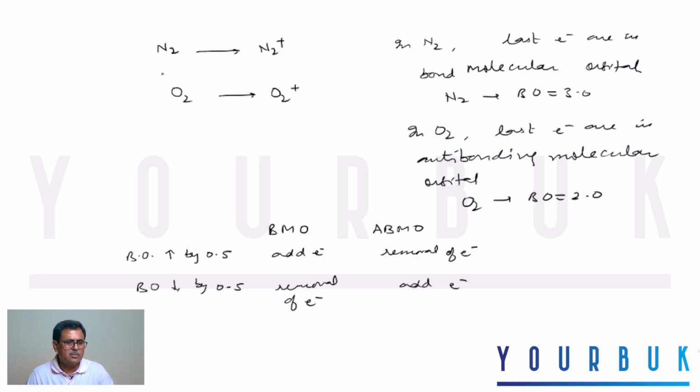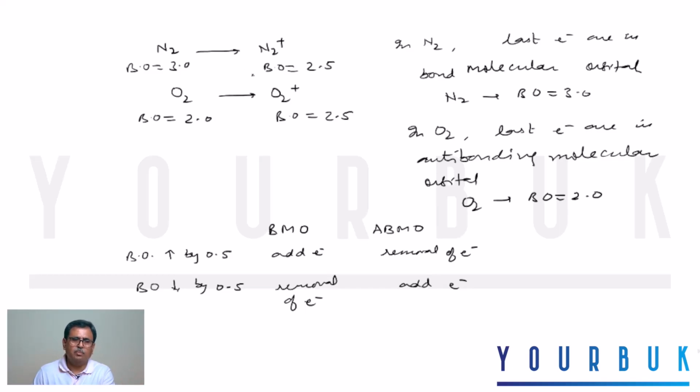So in N2 molecule, since the last electron is in the bonding molecular orbital, the removal of electron from the bonding will decrease the bond order by 0.5. So this N2 plus has a bond order of 2.5. Now O2 molecule has a bond order of 2.0, and in O2 molecule the last electron is in the anti-bonding, and when you remove this the stability will increase. So the bond order will increase by 0.5, so it becomes 2.5. So in N2 to N2 plus the bond order decreases. In O2 to O2 plus the bond order increases.